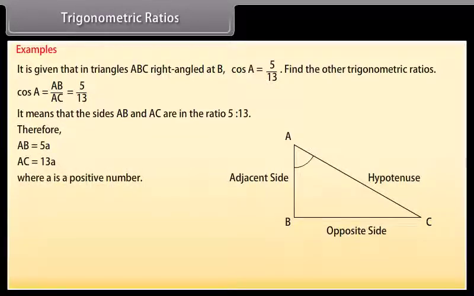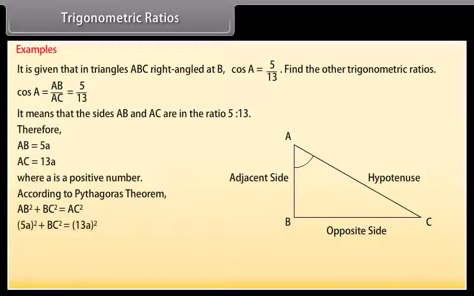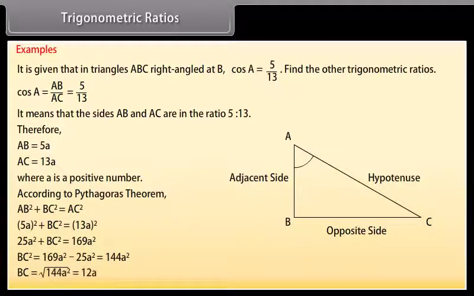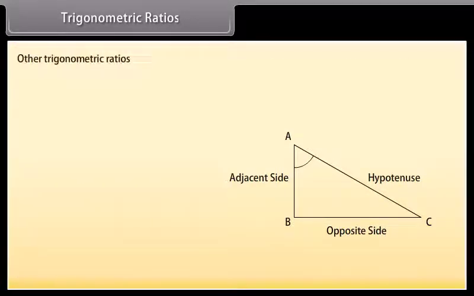According to Pythagoras' theorem, AB square plus BC square is equal to AC square. By substituting the values, we get 5a square plus BC square is equal to 13a square. Now, by calculating it, we get BC as square root 144a square, which is 12a. Let us now find the values of the other trigonometric ratios.